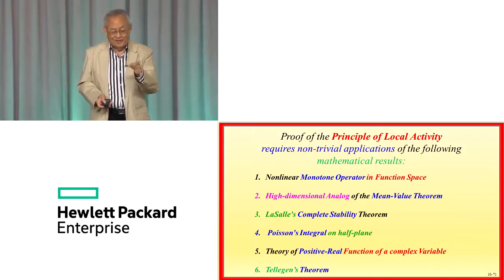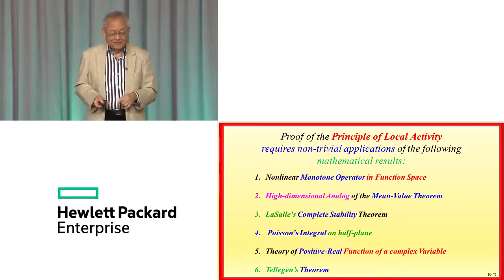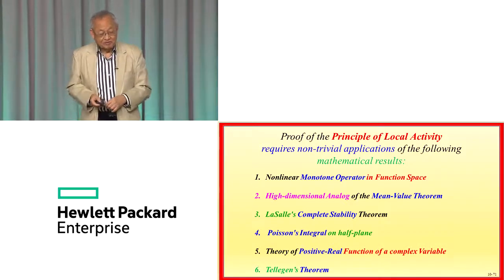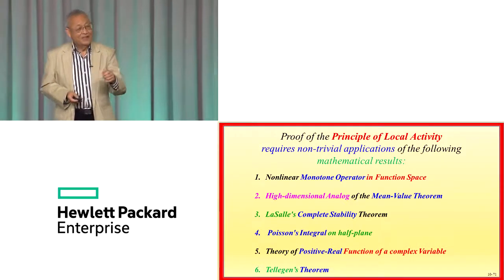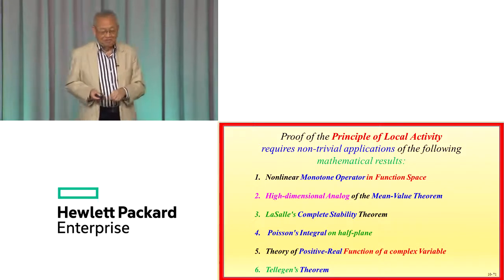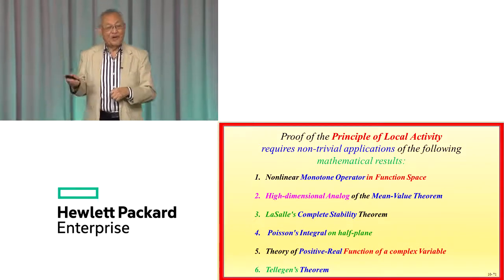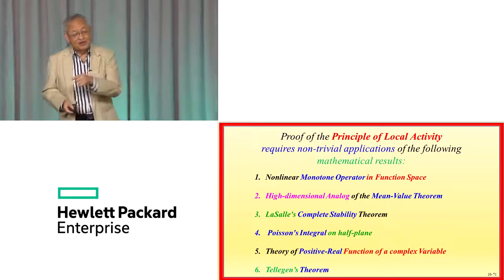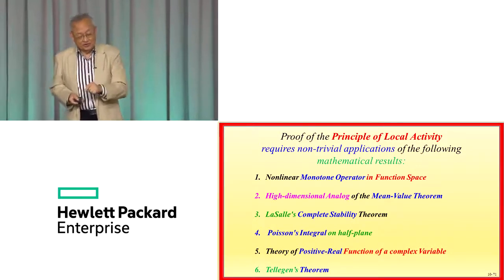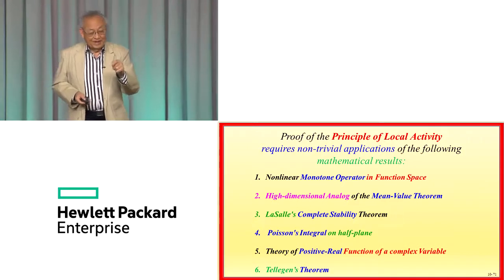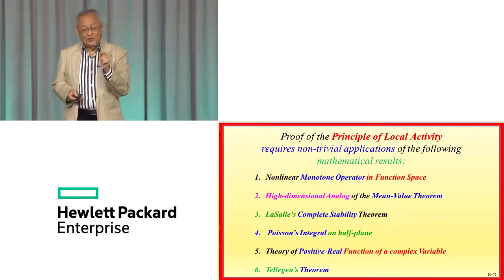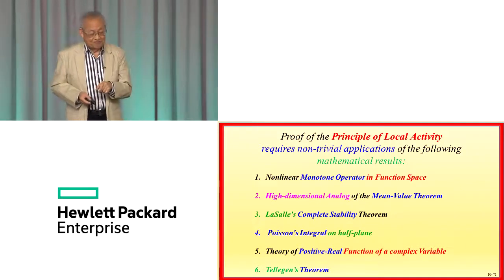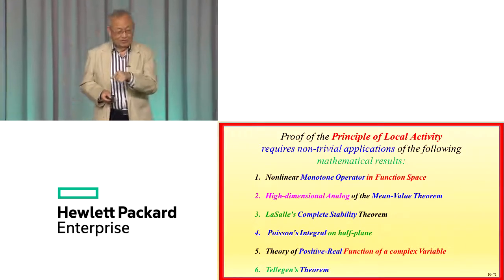The first 5 involve fairly sophisticated mathematics. Just quickly, you need something called a nonlinear monotone operator in function space. You need a high-dimensional analog of the mean value theorem. Most of you have learned the mean value theorem in high school, and your teacher probably told you that it is only good for one scalar, one dimension. It turns out that if you relax something, if you don't demand completely, you can actually have a high-dimensional mean value theorem. That's what you needed to prove this theorem.